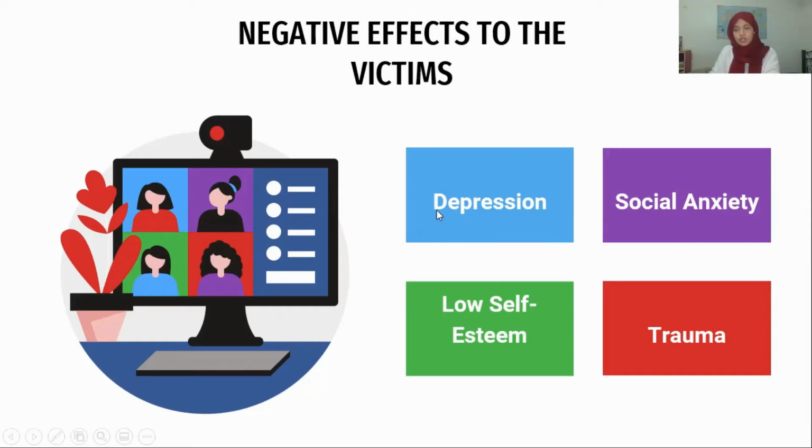How can you tell that someone is having depression? You can see through their behavior, how they act before and currently, how they talk with you, how they act around you. Next, we have social anxiety.